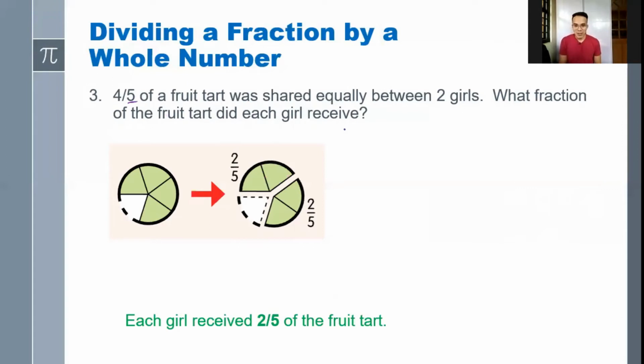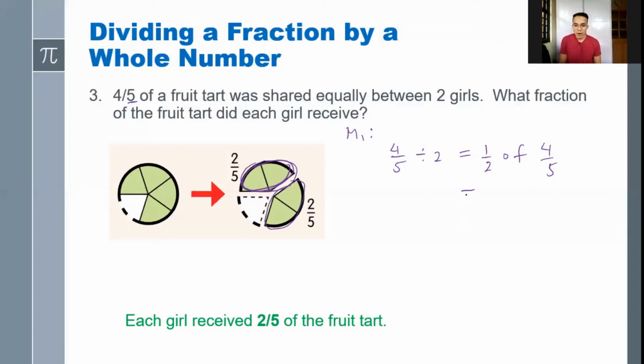And let's have our method number 1, because we cannot always draw models in order to solve this kind of problem. 4/5 is divided by 2. And remember that this portion is just 1/2 of 4/5, right? You have to be able to recognize that this is 1/2 of 4/5. This is the other half of 4/5.